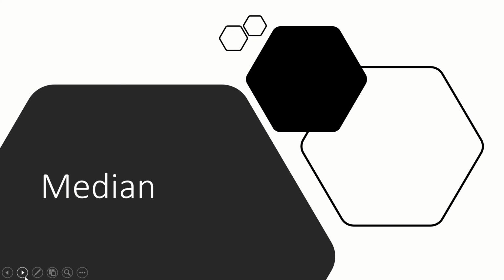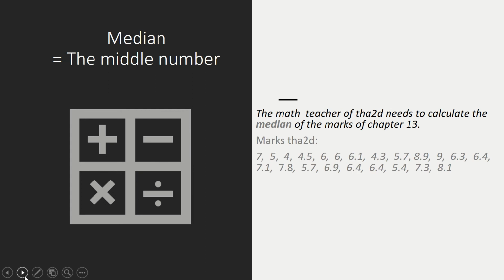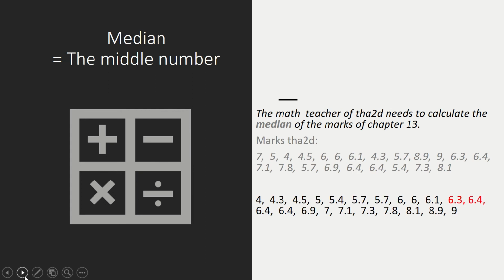The median. The median is the middle number. So again, the math teacher of TH2D needs to calculate the median of the marks of chapter 13. We still have the same marks, but we need to make sure that we write them down in a logical order. So from small, we start with the 4, to large, we end with a 9.